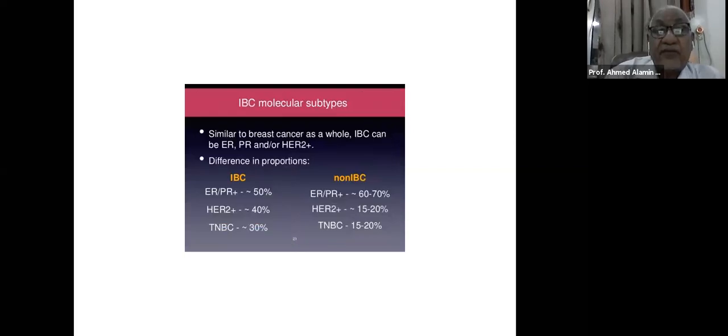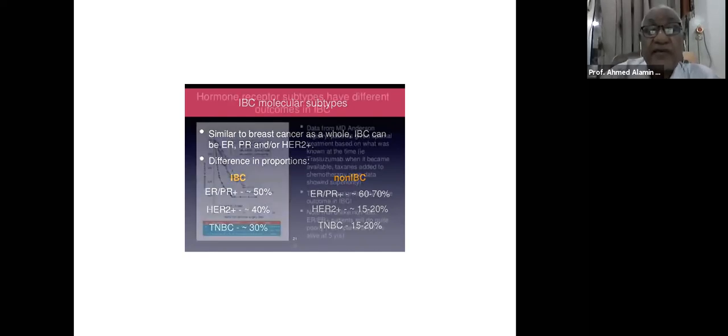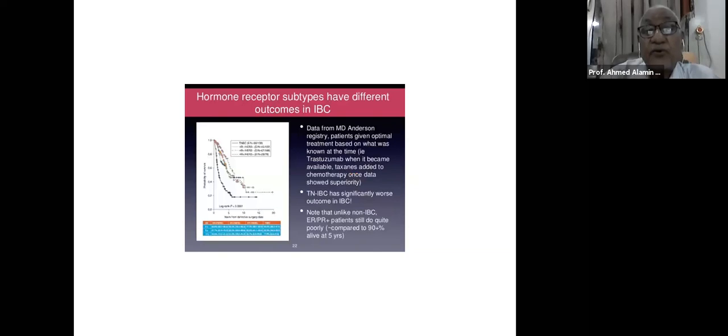Similar to breast cancer as a whole, inflammatory cancer can be ER, PR, or HER2 positive or negative. But inflammatory cancer is usually less positive than non-inflammatory cancer. And usually negative tumors are considered to have a worse prognosis than those with positive hormonal receptors.